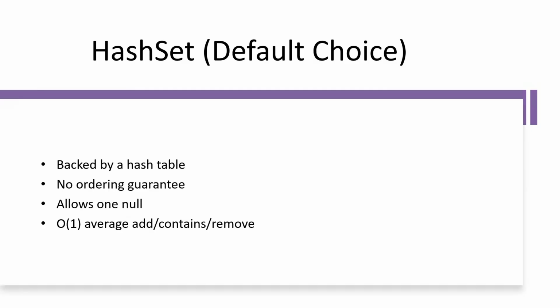There is no guarantee of order in a set. So if you're looking for a data structure that allows ordering, a set is not for you. A hash set does allow one null value, and it's very efficient. So adding, removing elements, and checking the existence of elements is O of 1. So basically, it's constant time, which is good. That's about as good as you can get.